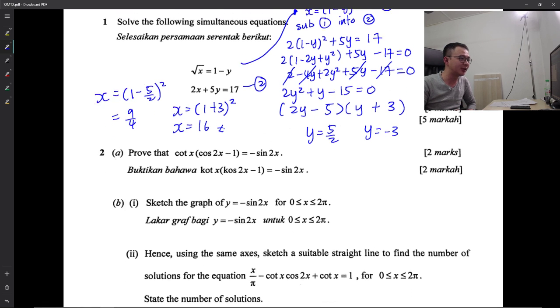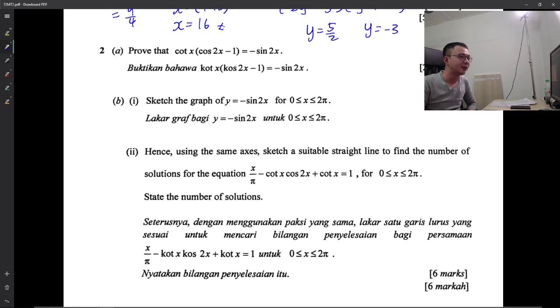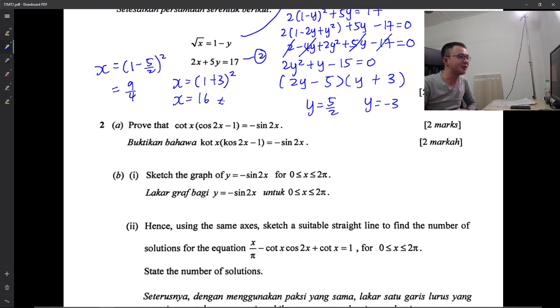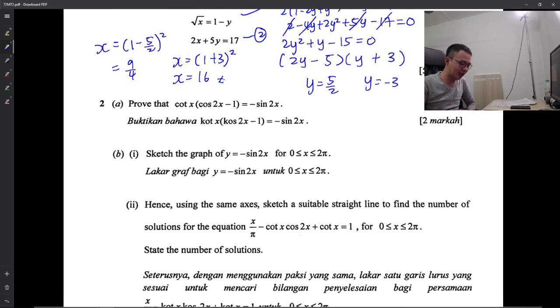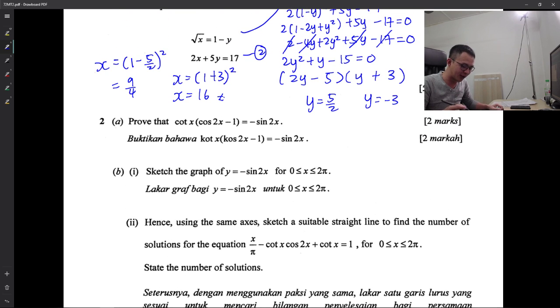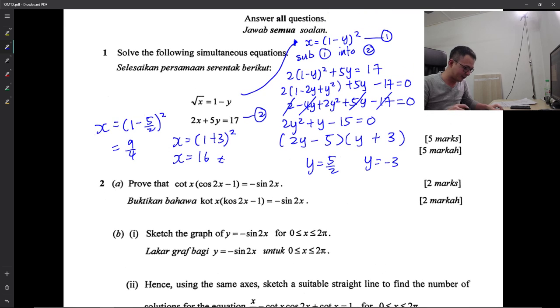Alright, so let's go to the second part here. This is a 2 mark question. This one asks you to prove u equals negative sine 2x.